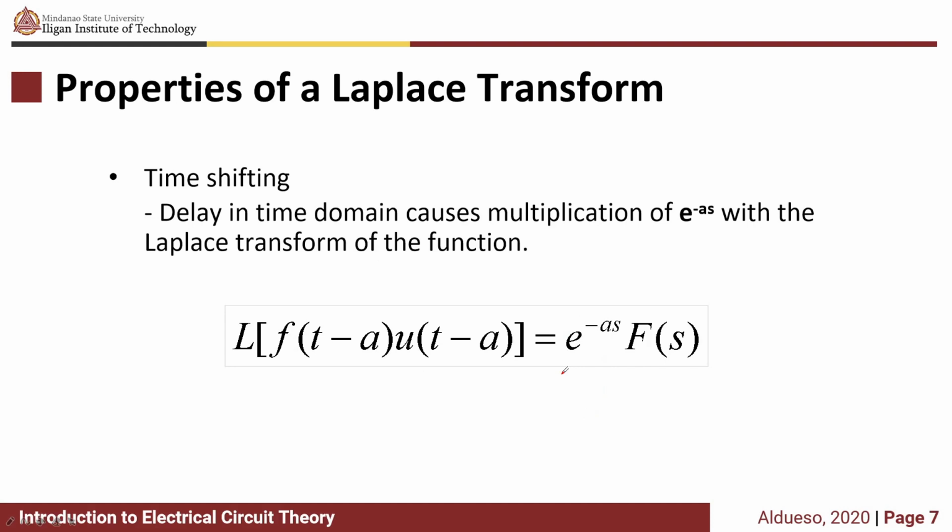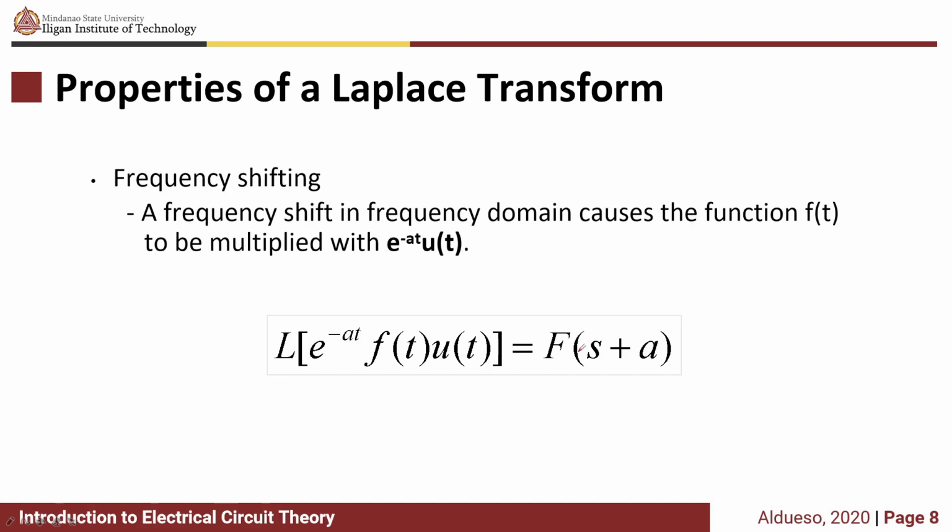So time shifting. Delay in the time domain causes multiplication of e to the negative as with the Laplace transform of the function. So if you have time shifting in the time domain, the Laplace transform of it is just the Laplace transform of f of t times e to the negative as. Next is frequency shifting. A shift in the frequency domain causes the function f of t to be multiplied with e to the negative at times u of t.